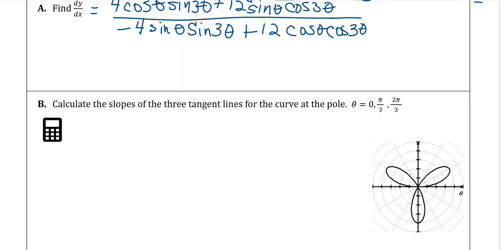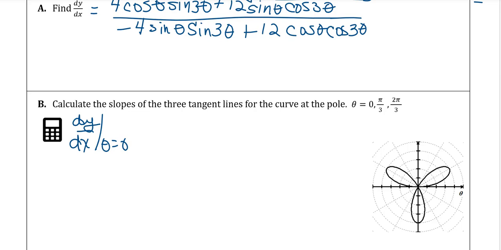Part B says, calculate the slopes of the three tangent lines for the curve at the pole. Those occur at 0, pi over 3, and 2 pi over 3. What we're going to do is substitute those values into our derivative and find the values. So the first one we'll do is dy/dx at theta equal to 0. I'm literally just going to substitute in my derivative from part A and write the values down and simplify them.